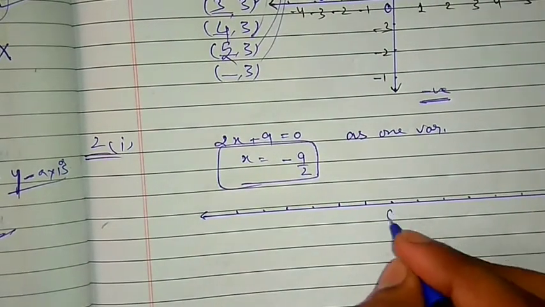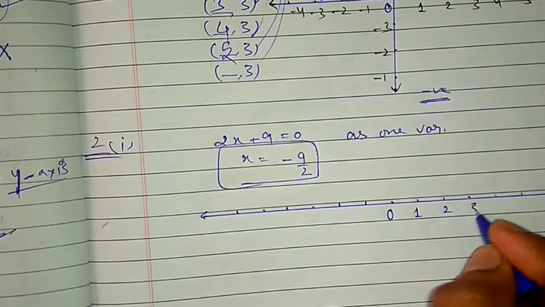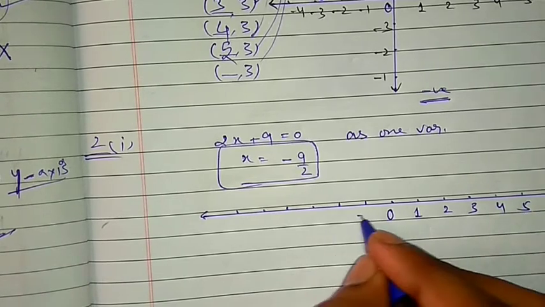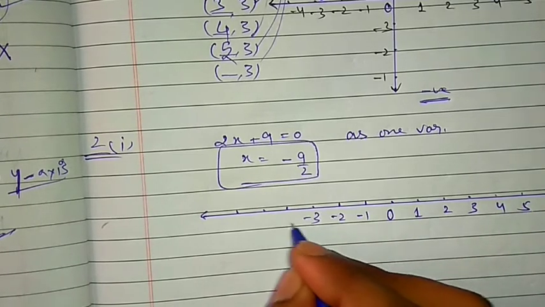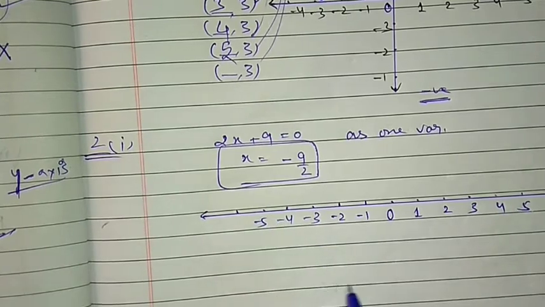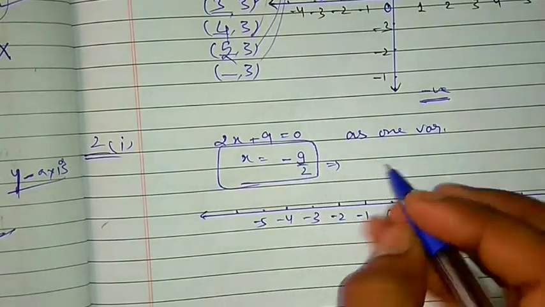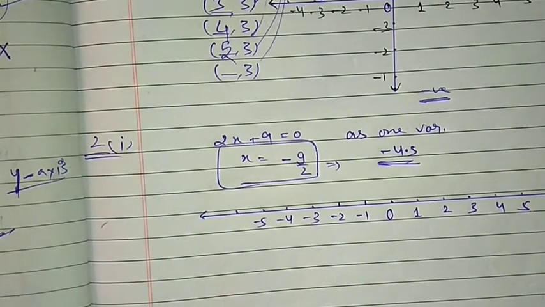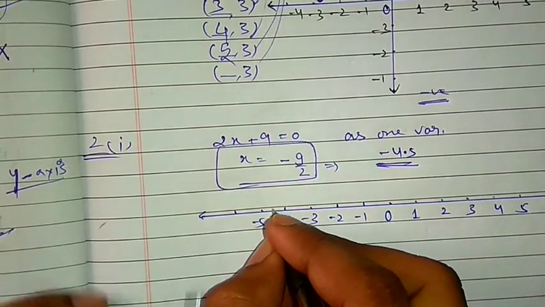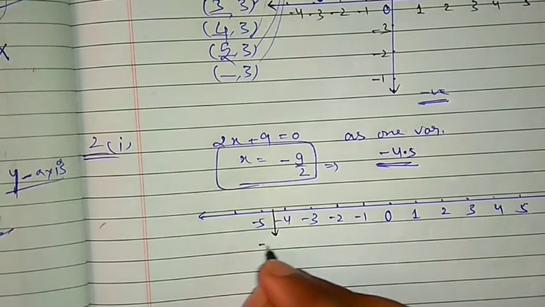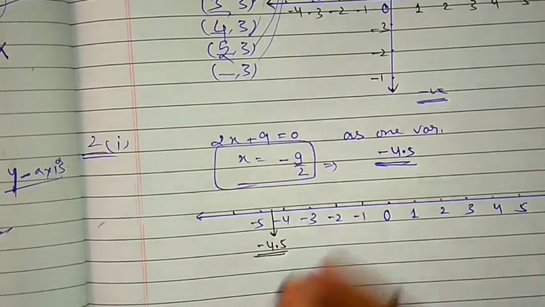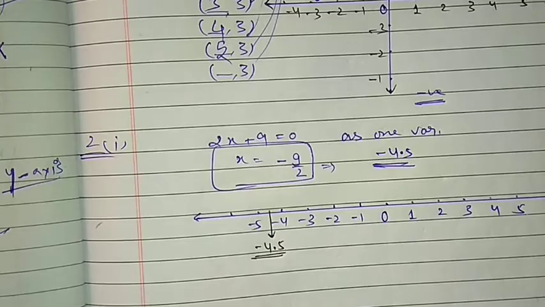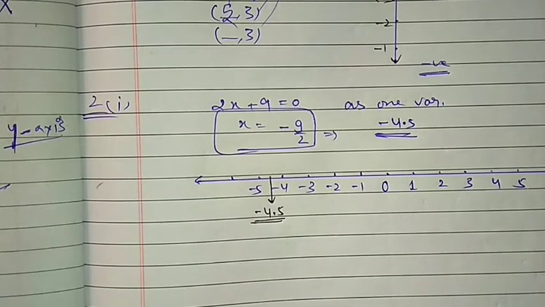okay. If we take this 0, this will become 1, 2, 3, 4, 5, and this will become -1, -2, -3, -4, -5. We have to represent -9/2, that is equal to -4.5. This will be somewhere here between 4 and 5, exactly in the middle. So this is our solution. I hope you have understood this.